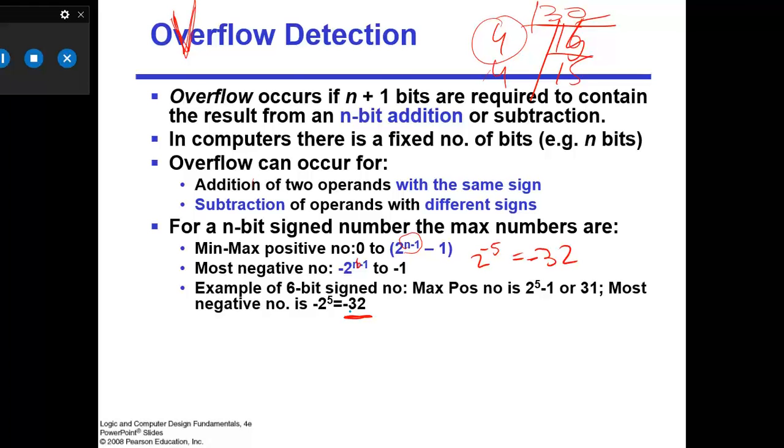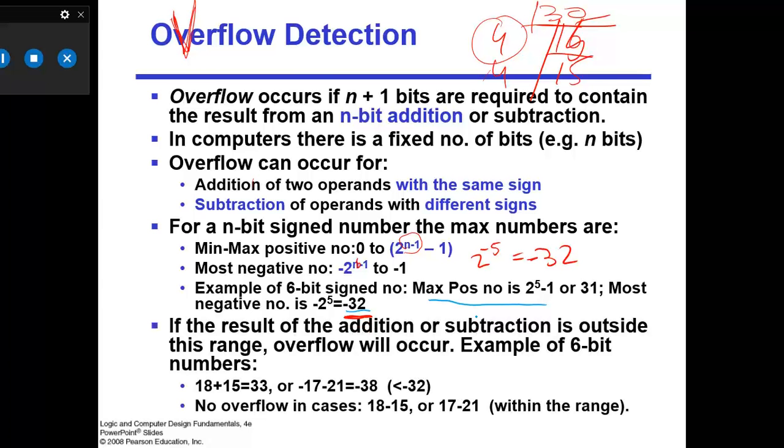So for an n-bit signed number, the max positive number is 2^(n-1) minus 1, and the most negative number is minus 2^(n-1). So for example, for a 6-bit signed number, the max positive is 2^5 minus 1, which is 31. The most negative number is basically minus 32. So these are the ranges for the numbers. If the result of the addition or subtraction is outside this range, overflow will occur.